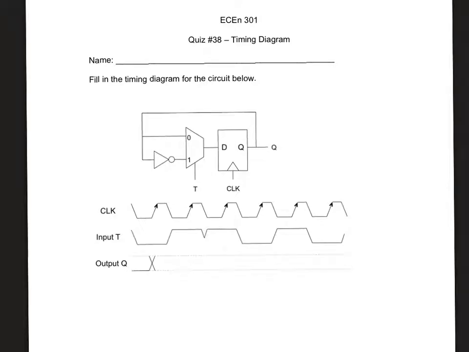Okay, quiz 38. So notice with this circuit that when the toggle switch T is 0, we simply get Q. And when the toggle switch is 1, we get not Q. And this circuit shifts on a rising clock.